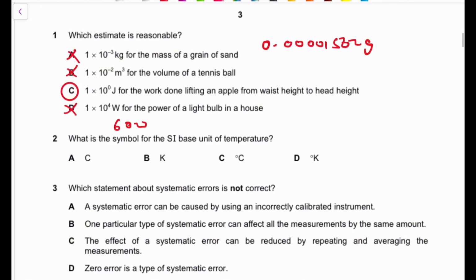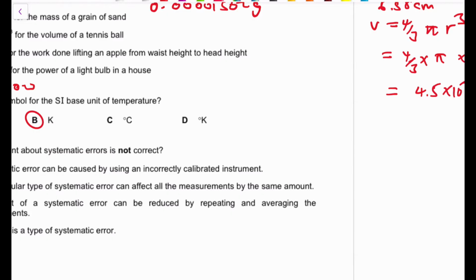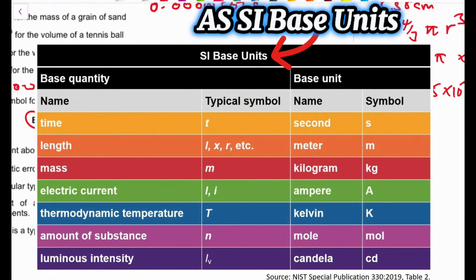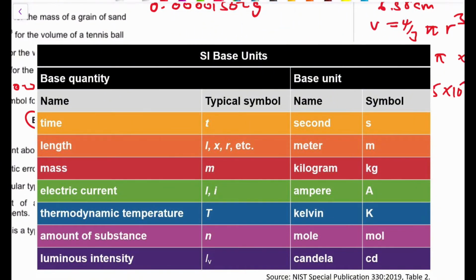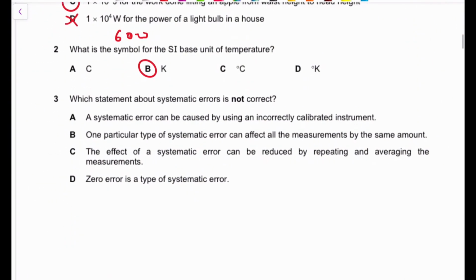Moving to question number 2, we've been asked which symbol is the SI base unit for temperature. The SI base unit for temperature is the kelvin. As you can see on the right, I've put all of the SI base units that you'll be asked to know for AS. Remember, the candela for light intensity and the amount of substance are very important, but not that much examinable. The first ones are very much examinable, so I recommend that you know them.